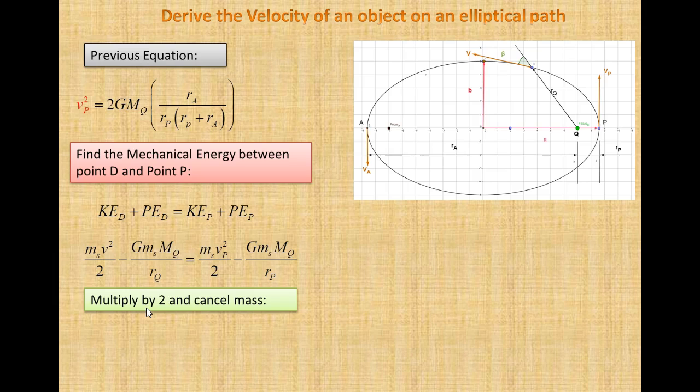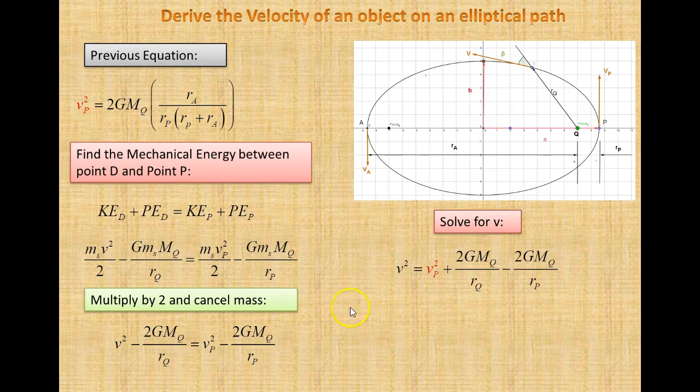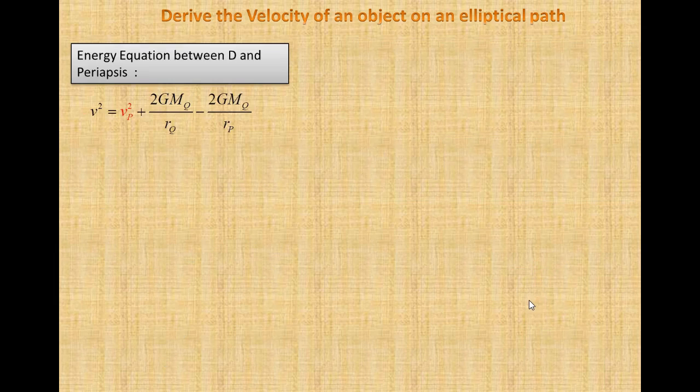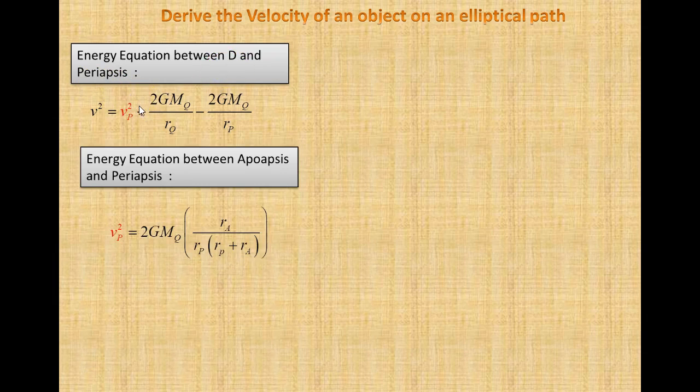So we multiply by 2 and cancel masses as we did previously. Okay, and we solve for V. Now we have V squared equals VP squared plus 2G times MQ divided by RQ minus 2G MQ divided by RP. Let's continue. So now previously we have our previous equation, energy equation between D and P, periapsis.